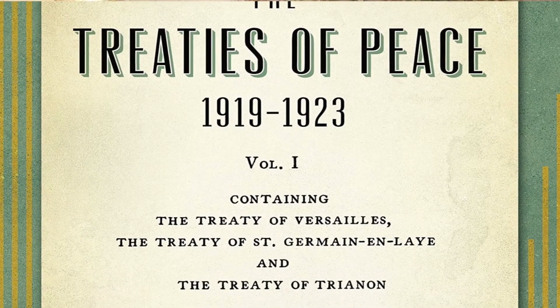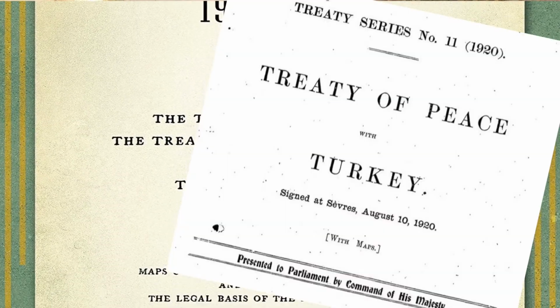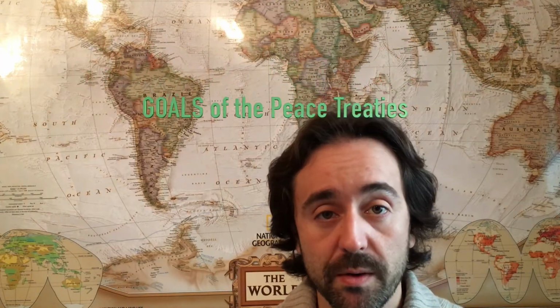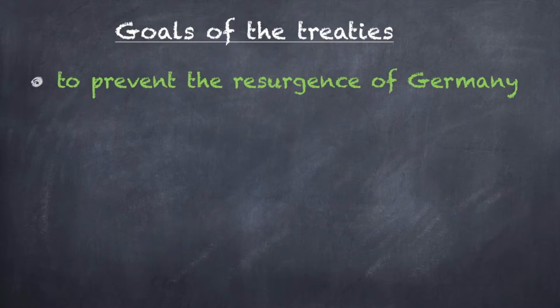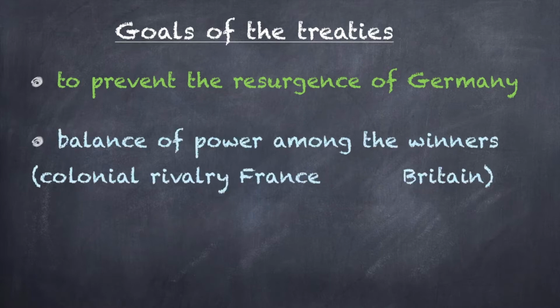The treaties were imposed by the winner countries on the defeated ones. Consequently, main decisions were taken by the United States, France, Britain, and Italy. And conditions were very hard on loser countries. The main goals of these conditions were to prevent the resurgence of Germany. The last wars proved it to be a very dangerous country for France. To achieve a balance of power among the winner countries, to avoid future conflicts between them. Remember, there was a colonial rivalry between France and Britain.